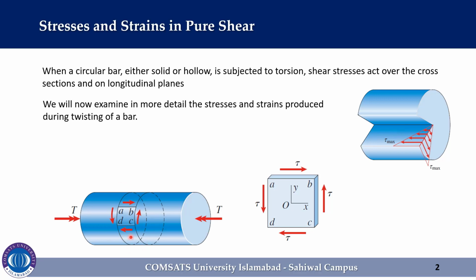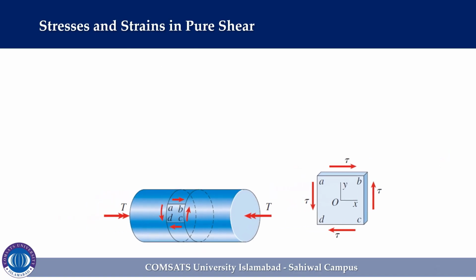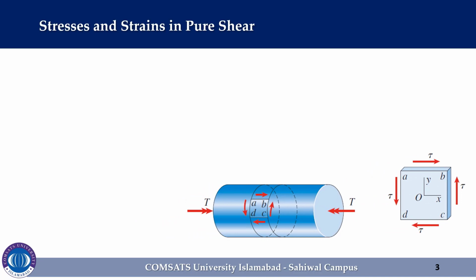The same state of stress exists for a similar element cut from the interior of the bar, except that the magnitudes of the shear stresses are smaller because the radial distance to the element is smaller. However, the directions of the torque shown in the figure are intentionally chosen so that the resulting stresses are positive according to the sign convention for shear stresses described previously. This sign convention is repeated here.